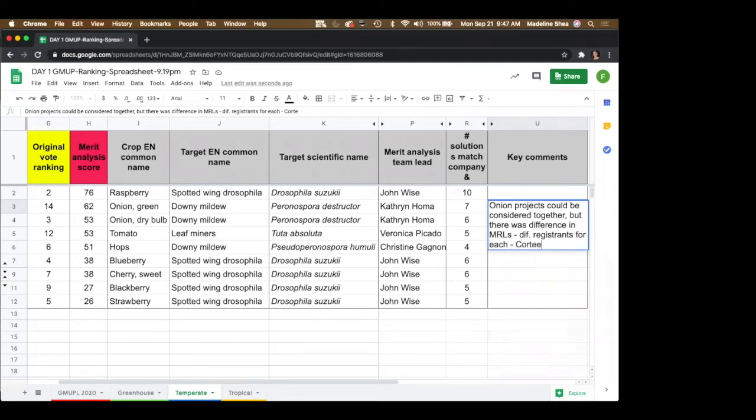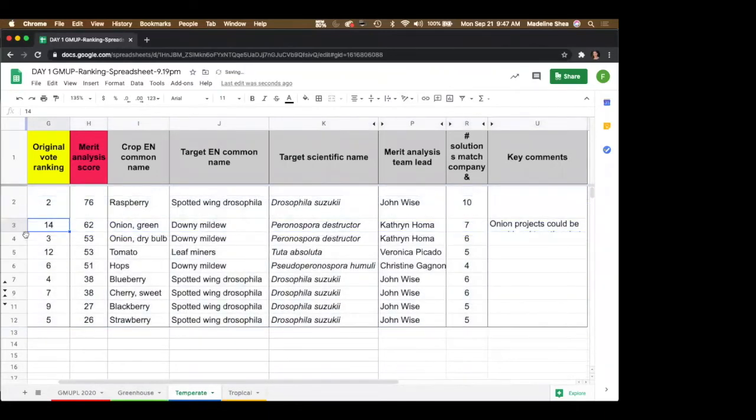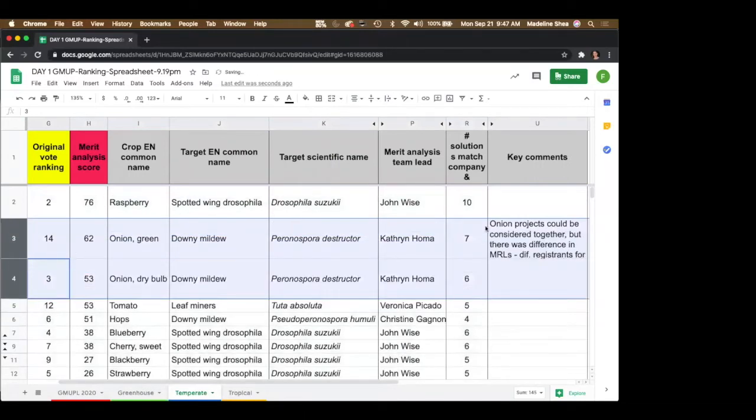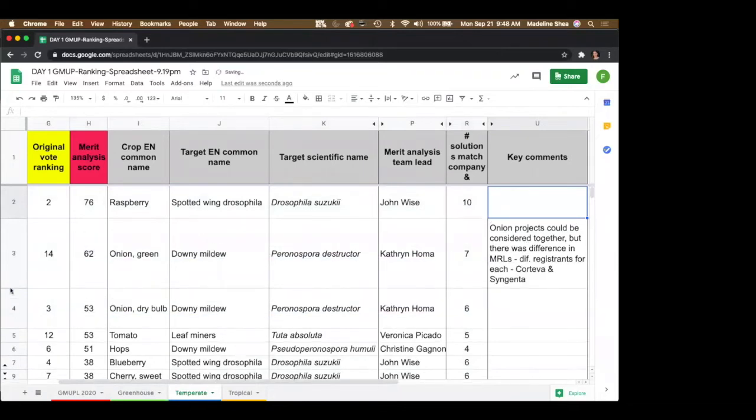Okay, so thank you, Catherine. So I think we would not look at these as the same project, but they would be similar to the comments that were made on the raspberry and blackberry, that if the raspberry received a high priority, there would be benefit to other crops that are in the same crop group. So that's just something to keep in mind.